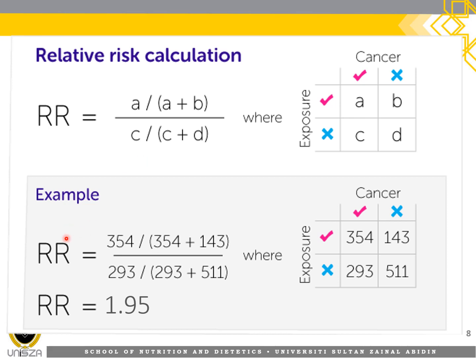Let's look at the working example. This is the contingency table here. So A is 354, B is 143, C is 293, and D is 511. So RR is equal to A divided by A plus B, and the total is divided by C divided by C plus D. When you do the calculation, you get an RR of 1.95.